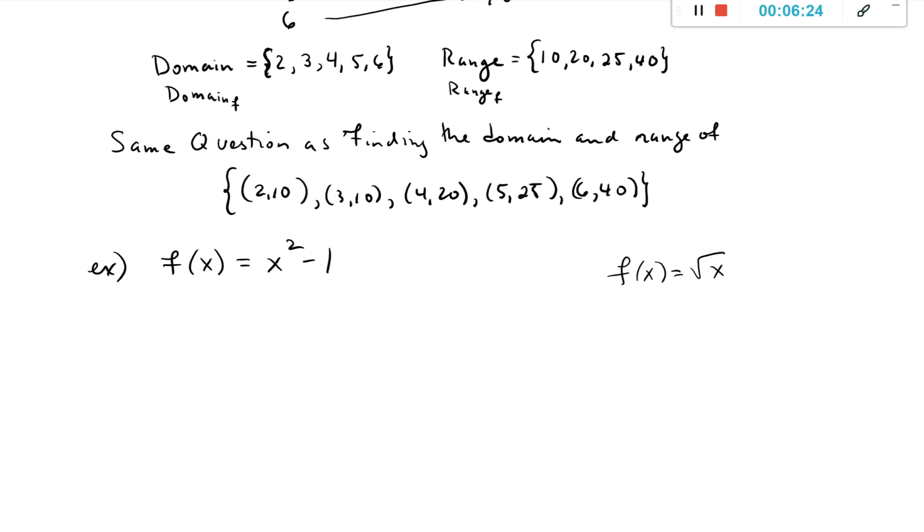If you've got a fraction, watch out for division by 0. So if x is 1, that's not going to work. You're going to be dividing by 0. So mostly those are the cases we're going to have to watch out for. But if you've got a polynomial in particular, you can replace x by anything.